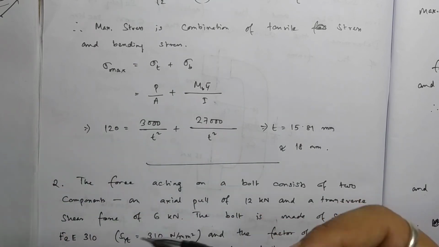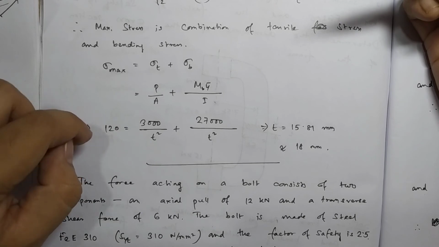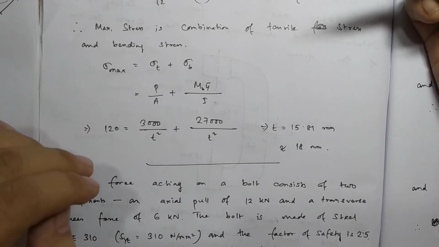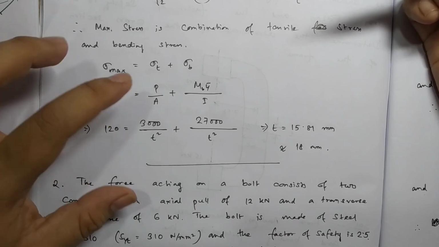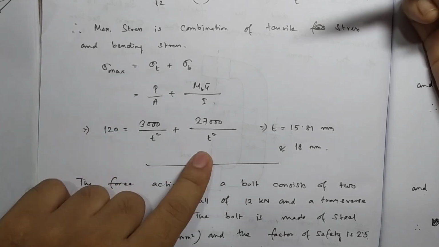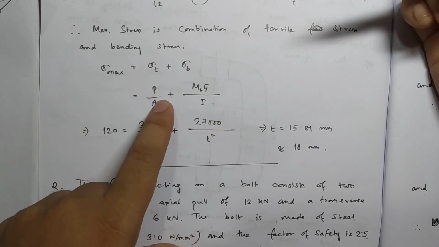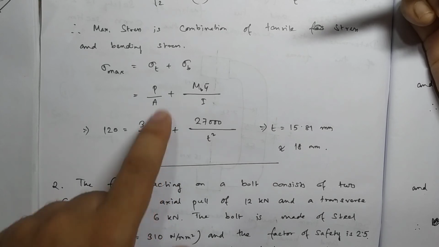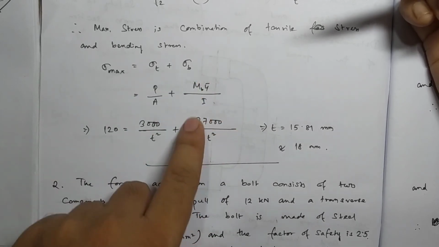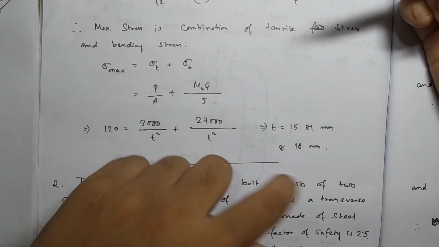So you have to find out what should be the safe applicable stress for us, and then find out what dimension will give you that stress. That is what we are doing here in machine design. So sigma max equals the combination of bending and tensile stress. We can directly add them together. This is 3000 by t square, which is sigma t, and this is sigma b, 27,000 by t square. From here you solve and obtain t.